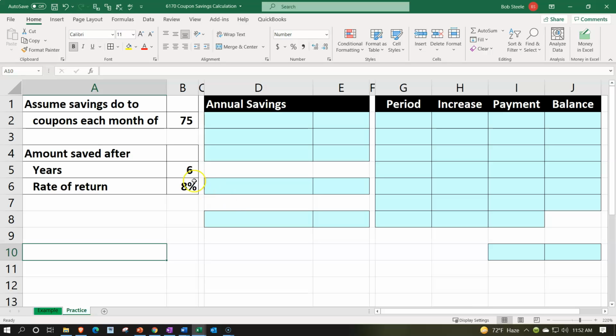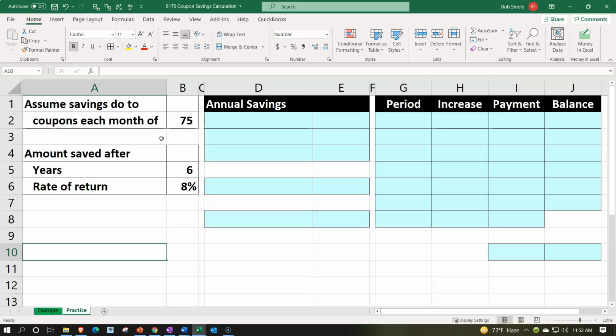Information saying, assume savings due to coupons each month of $75. Amount saved after 6 years at a rate of 8%. So in other words, we're assuming that we're saving $75 due to the use of the coupons. And we want to think about, is that going to be good compared to the amount of time we're putting into it? In other words, there's a certain amount of time, of course, it's going to take to do an adequate job to get adequate savings from the coupons. That would be the opportunity cost that we're taking a look at, measuring the time that we're spending to the savings that we have.